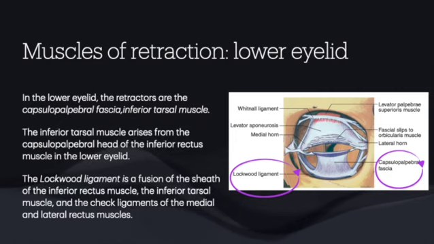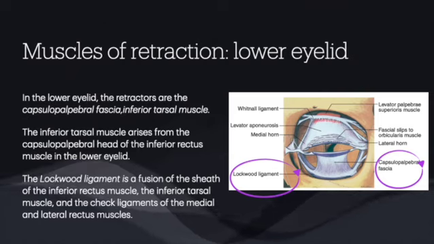Similarly, in the lower eyelid, the capsulopalpebral fascia is a retractor that is analogous to the levator aponeurosis, and the inferior tarsal muscle. The inferior tarsal muscle arises from the capsulopalpebral head of the inferior rectus muscle in the lower eyelid. Just like the Muller muscle, the inferior tarsal muscle is a smooth muscle, but it is much weaker than the Muller muscle. It attaches to the lower border of the lower tarsus. The inferior equivalent to the Whitnall's ligament is the suspensory ligament of Lockwood, which is a fusion of the sheath of the inferior rectus muscle and the inferior tarsal muscle and the check ligaments of the medial and lateral rectus muscles.